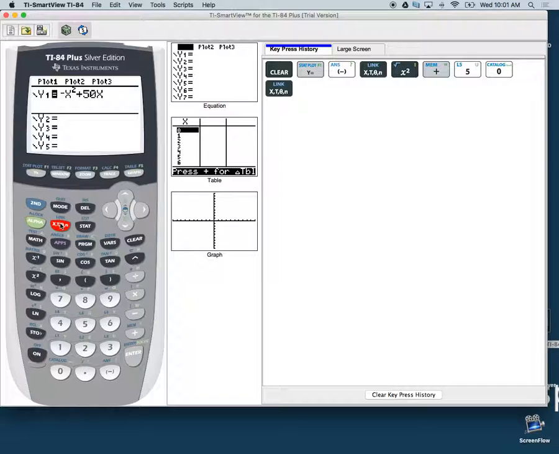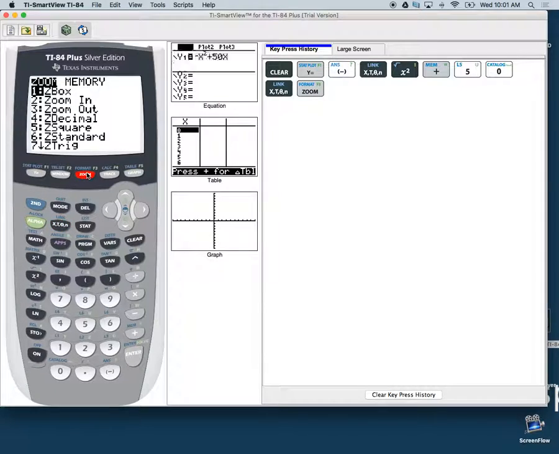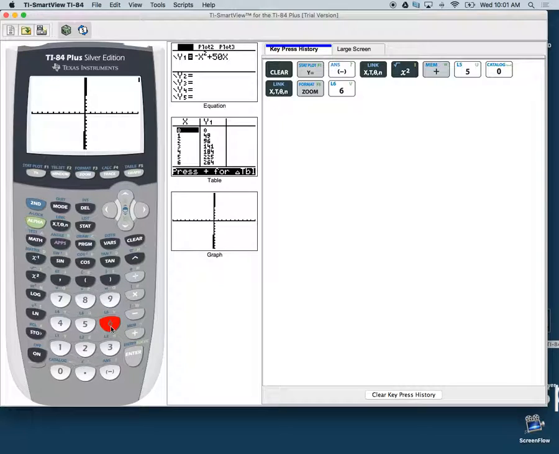Okay. Everybody with me so far? Lose anybody? No? We're good? All right. Now, the middle button up on the top is zoom. So hit zoom, and we're going to go with a zoom standard 6. And we see nothing. Why do we see nothing? Because this only graphs from 0 out to about 10.